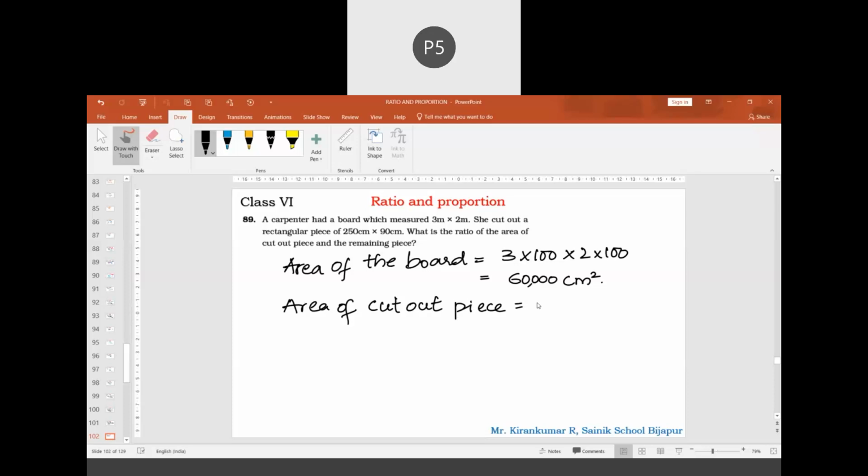2,500 centimeters square, sir. 250 centimeter into... 22,500. 90 centimeters, sir. Multiply 22,500 9 times centimeters square, sir. 15 is to 900, sir. What is the remaining area?